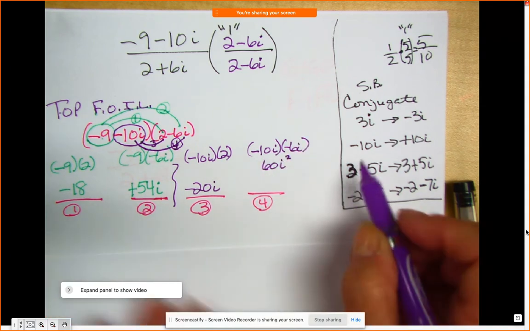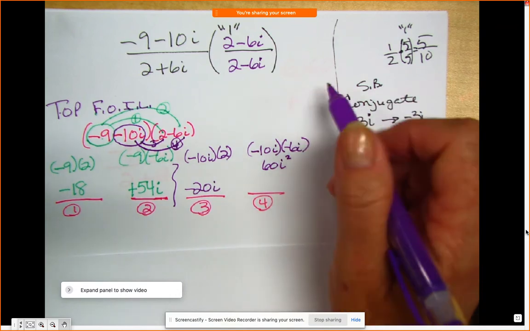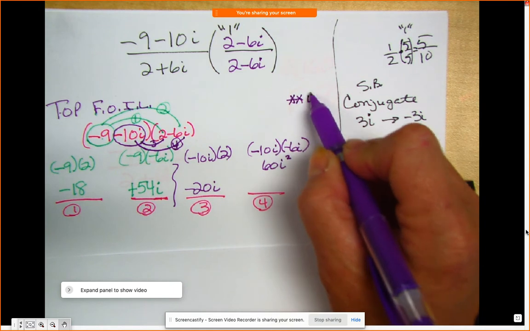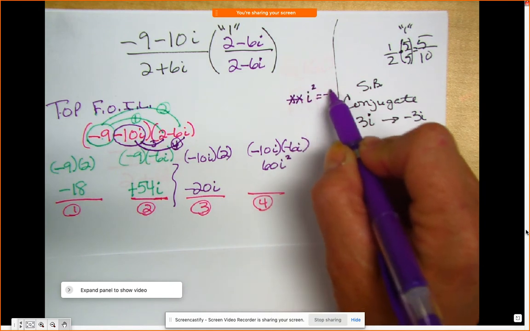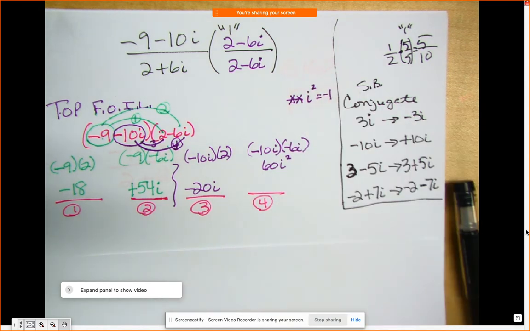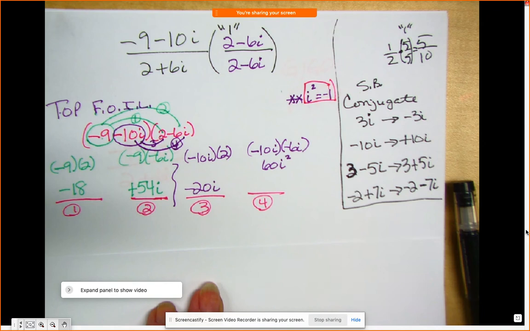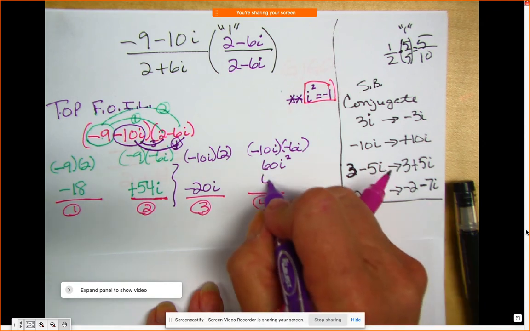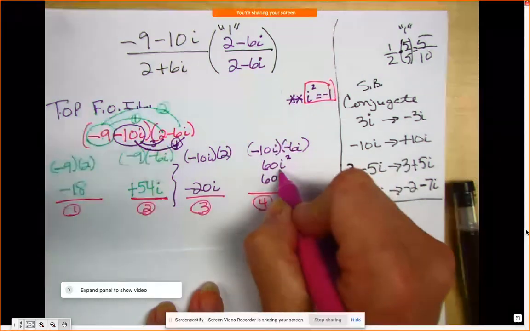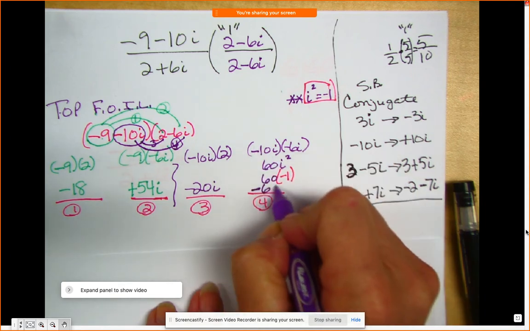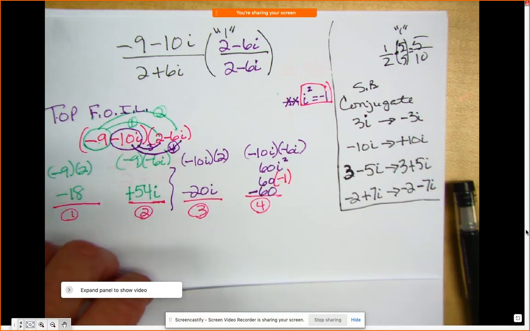But remember what I said? The only time you have to treat i as not a variable is when it says i squared. Today, subbing for i squared is negative 1. Okay, round of applause for negative 1. I'm going to plug in, instead of i squared, that negative 1. So this will be 60 times negative 1. And what does that give me? Negative 60. Now you just combine like terms.